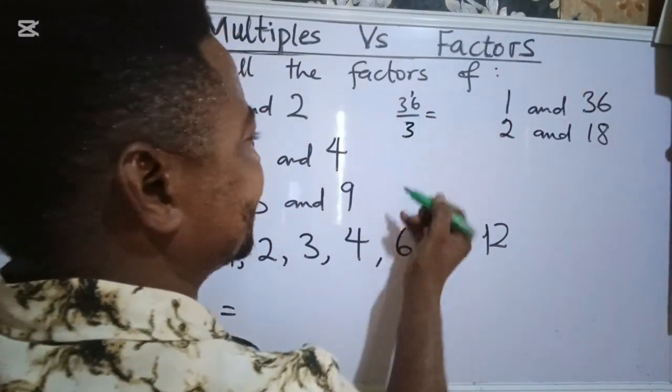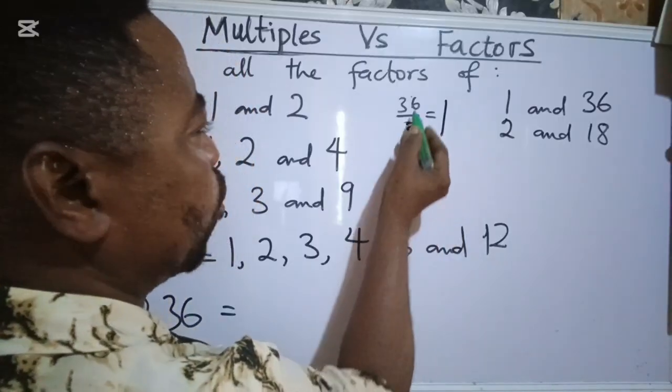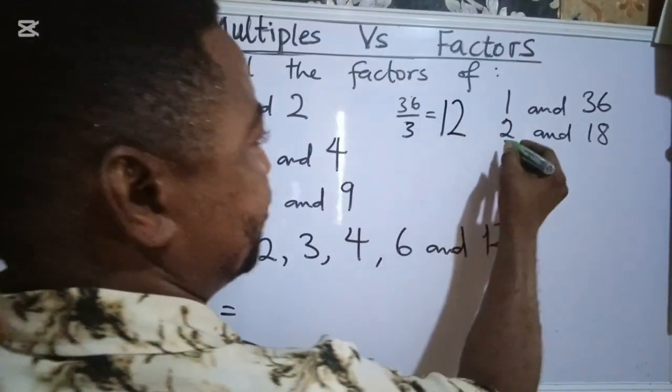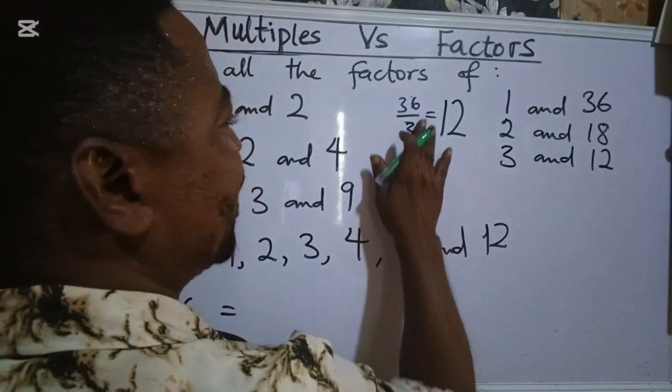Can 3 divide this? I think yes. So 3 goes in 3, 1. 3 goes in 6, 2. Fine. 3 and 12. Now let's try 4.